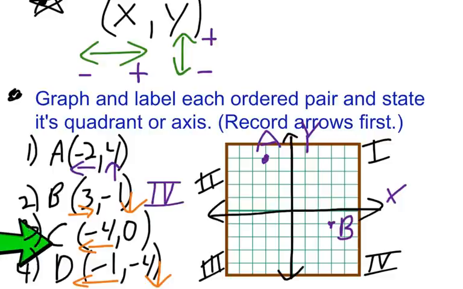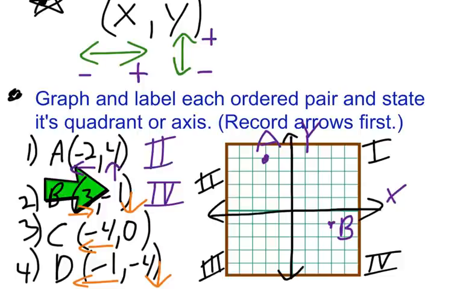And back to number 1. 1 was negative 2, 4. That was in the 2nd quadrant right here. Yeah, always make sure you answer what the question's asking.